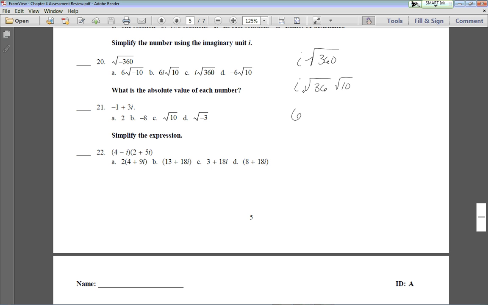Square root of 36 is 6. 6i times the square root of 10. So the answer is B. The answer is B. Don't give me C. You won't get full credit. If you give me C, I may be nice and give you half credit, but you're definitely not going to get full credit because it's not simplified. The whole thing you have to do here is simplify. This is not in simplest terms. You're not going to get full credit for this answer.